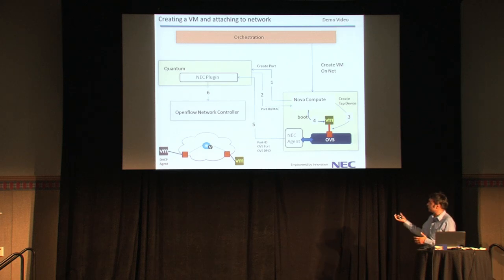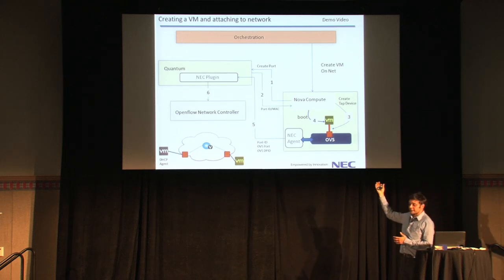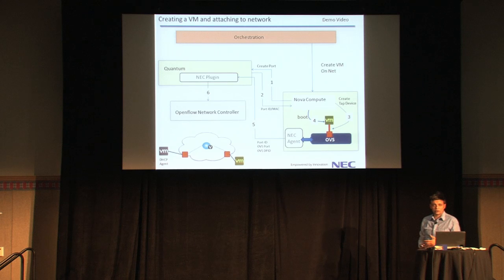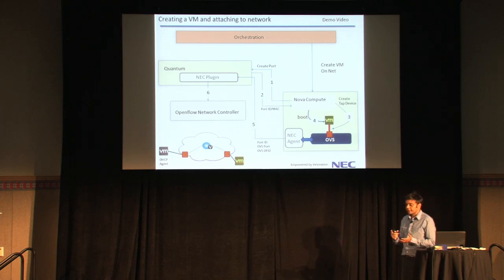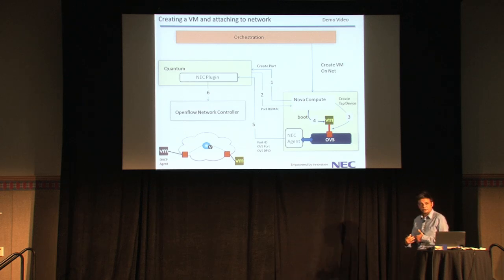So in the case of a delete, the agent basically just sends the port ID back to Quantum, and it deletes the port ID. The Quantum NEC plugin knows for a given port ID what is the OVS port and the OVS DP ID, so it basically removes it. So in that way, you are able to add as well as delete.